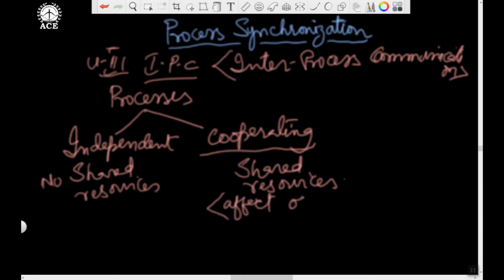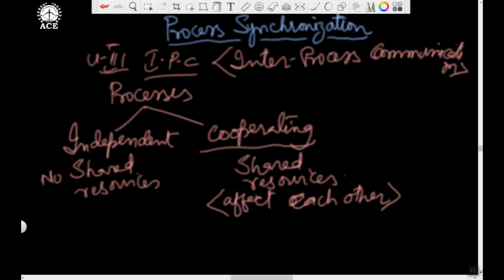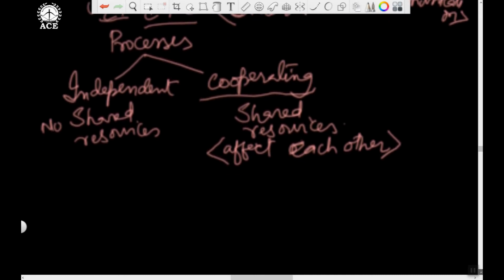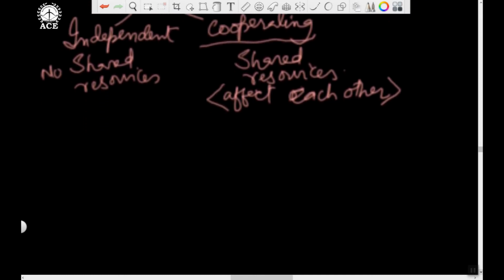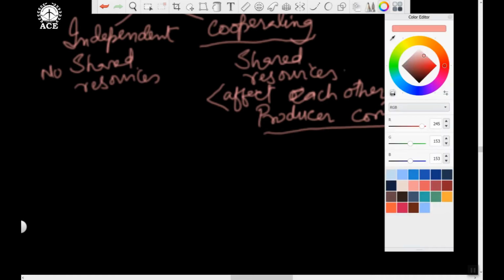They affect each other. If you remember and recollect, in the class I gave an example to understand the meaning of getting affected by each other. A problem called producer consumer. I'll explain it again. It is like a review, and then I will tell you the objective of this particular chapter. So what is the producer consumer problem?